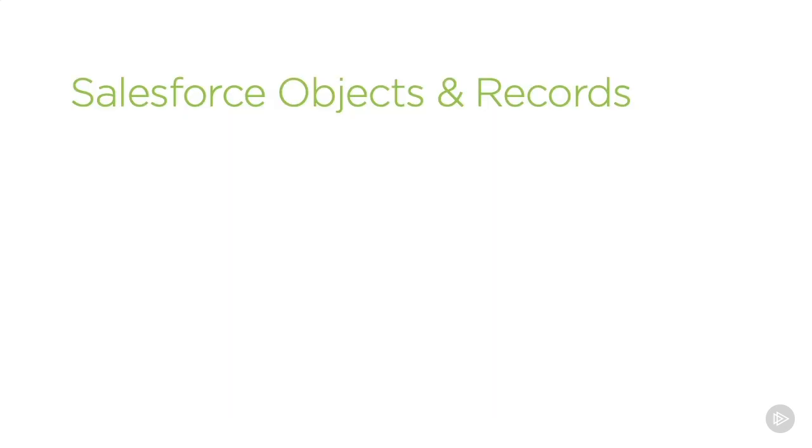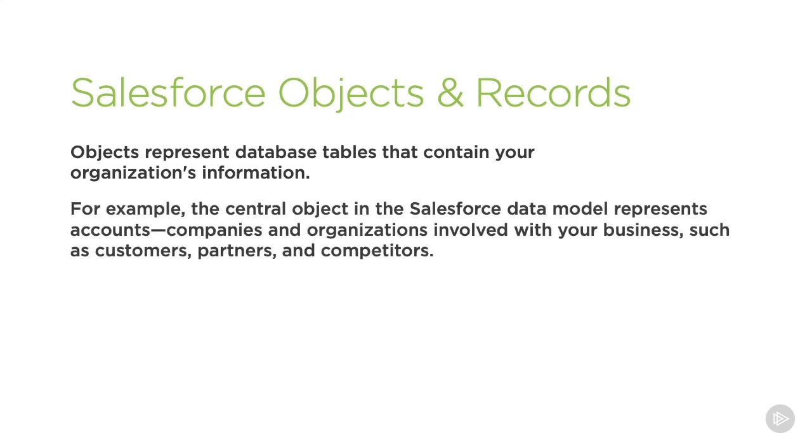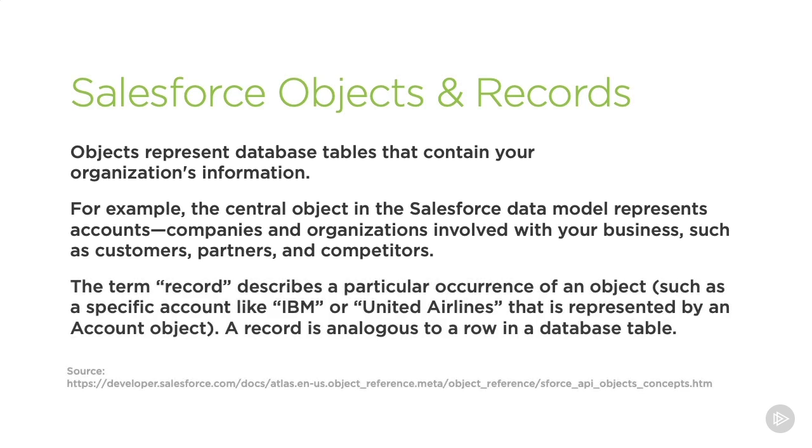2 of the main concepts you will encounter when working on the platform and specifically in Service Cloud are the concepts of objects and records. Here is Salesforce's definition of what objects and records are. Objects represent database tables that contain your organization's information. For example, the central object in the Salesforce data model represents accounts, companies and organizations involved with your business, such as customers, partners, and competitors. The term record describes a particular occurrence of an object, such as a specific account like IBM or United Airlines that is represented by an account object. A record is analogous to a row in a database table.